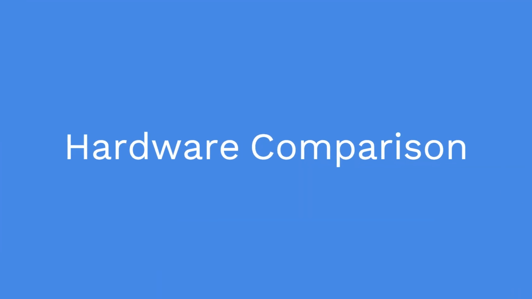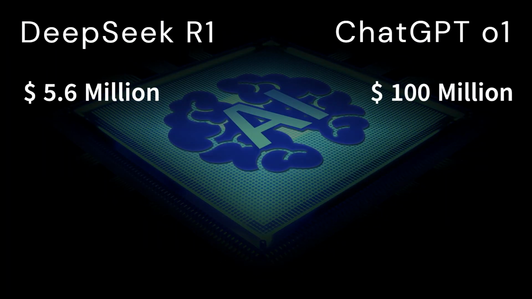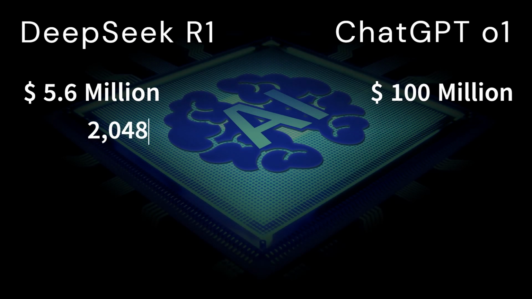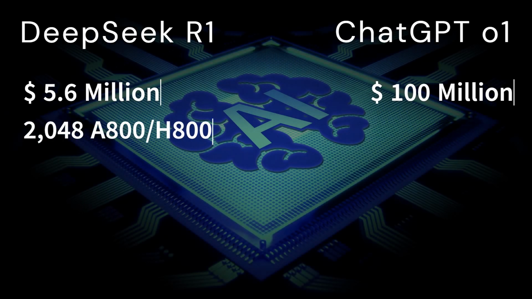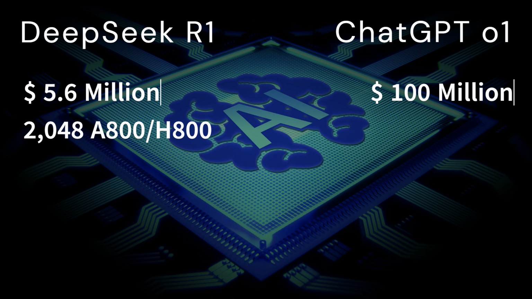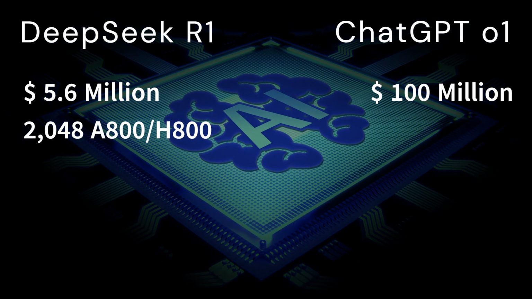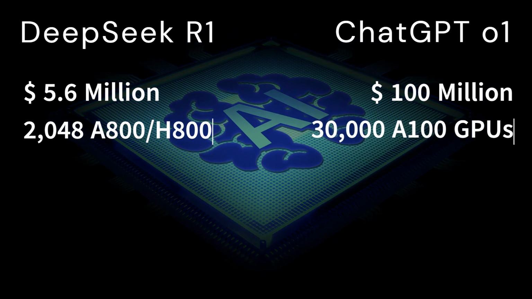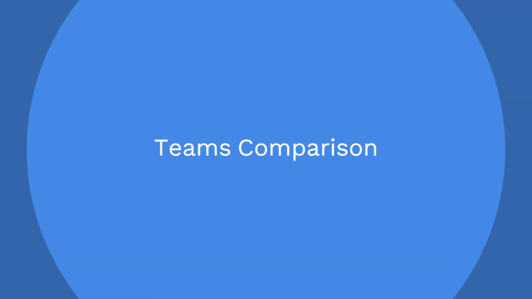DeepSeek's R1 and OpenAI's ChatGPT R1 models were developed using different hardware configurations. DeepSeek trained its R1 model using 2048 NVIDIA GPUs, specifically the A800 and H800 models, whereas OpenAI's ChatGPT R1 was trained using around 30,000 A100 GPUs during the training process.